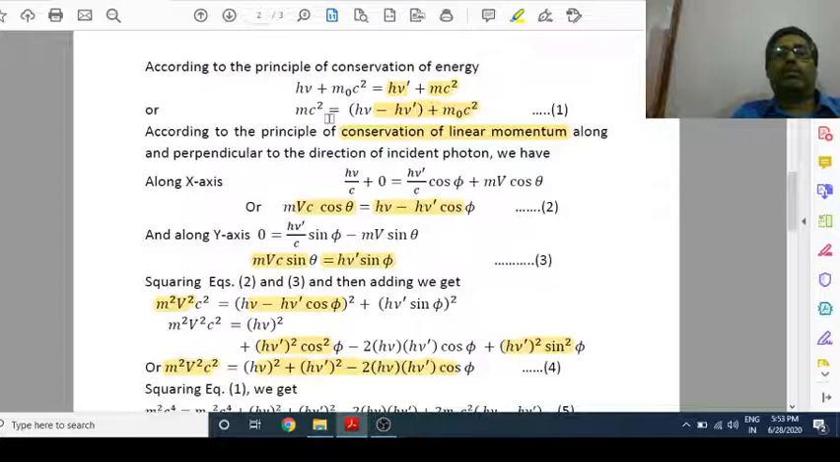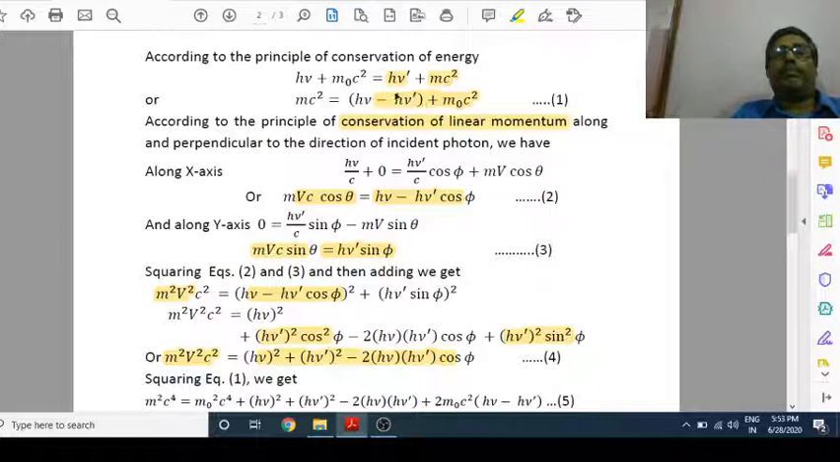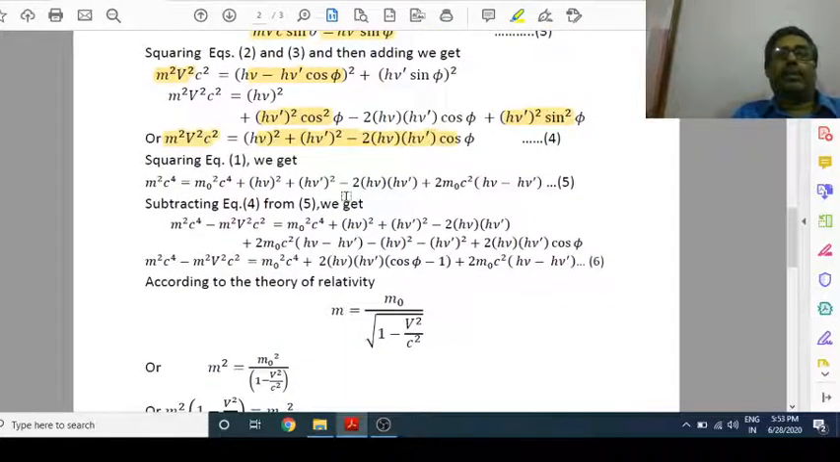Now we square equation 1. See here, this is equation 1. After squaring, it will be m square c4, and so on. First we take the whole square of these two terms, then we resolve this separately. We get this one, equation 5. Now equation 4 is subtracted from 5. First we write 5, its left hand side is this one, and this is the right hand side, and minus this one. On solving we get this. So this is equation 6.